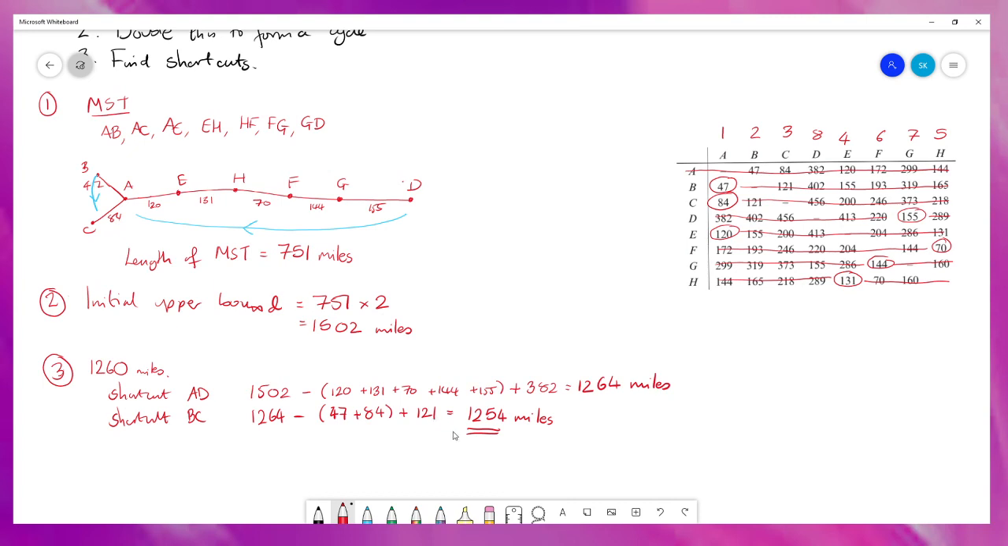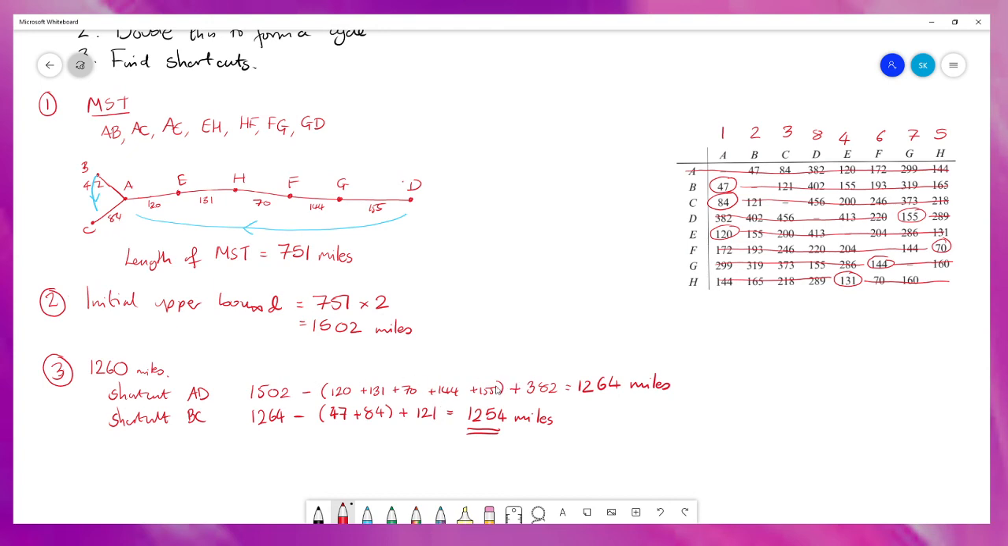Now, in terms of working, you need to really make sure that it's clear why you're subtracting this total, or that you're subtracting this total. Don't just put 1,502 minus whatever all these added together are, plus 382, because that's not clear enough in terms of working. Make sure you lay out your working like this.